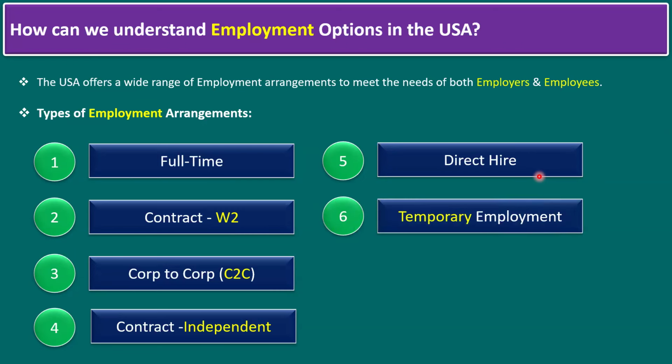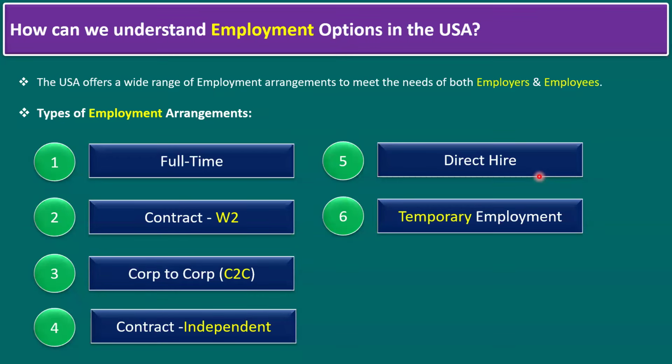Another option is temporary employment. The name itself says temporary. Generally, this option involves working for a specific period. Suppose you are doing a data center migration from on-premises to cloud, either public cloud or private cloud, whatever the cloud it is. Until the migration completes, that is temporary employment.